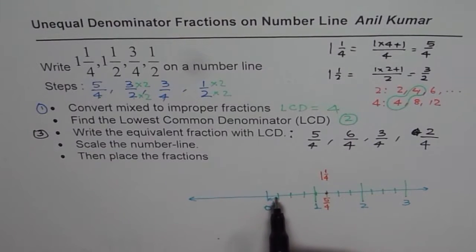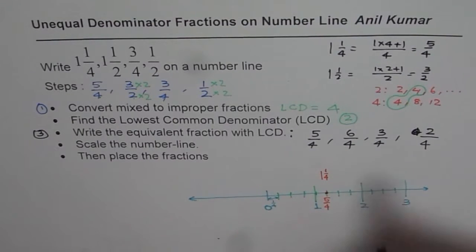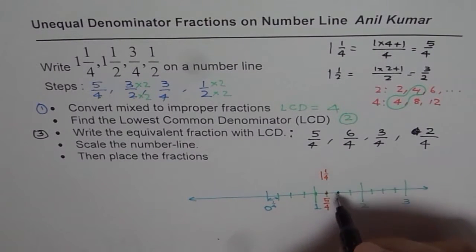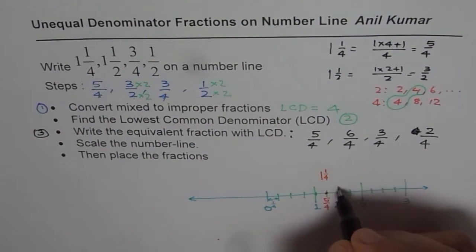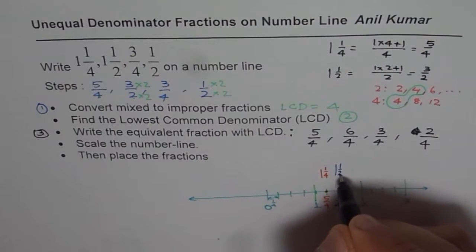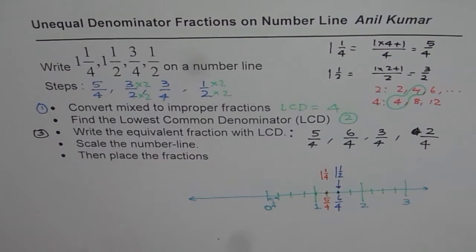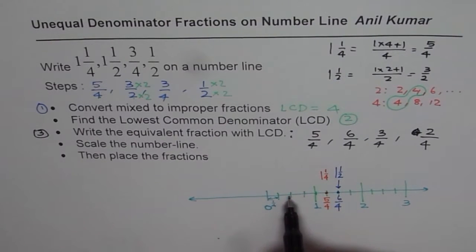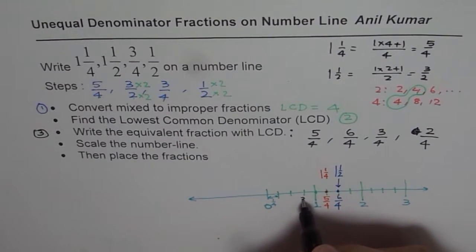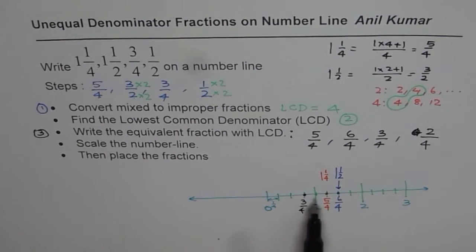The second one is 1.5 or 6/4. So we can count 1, 2, 3, 4, 5, 6, right? So this one here, let me use a different thing to represent 6/4. So this is 6/4 for us. So write 6/4 or 1.5. Correct? So that is 6/4. 3/4. 3/4 means 1, 2, 3. So that is 3/4 for us. Correct? 3/4. So on a number line we have placed already 3 of them.